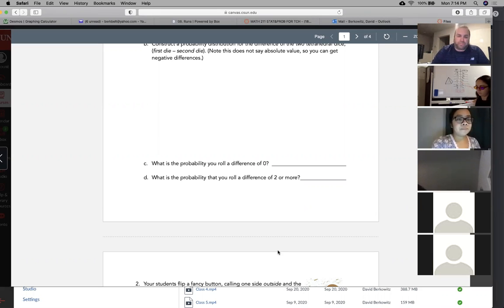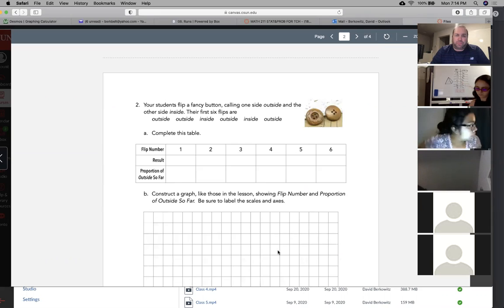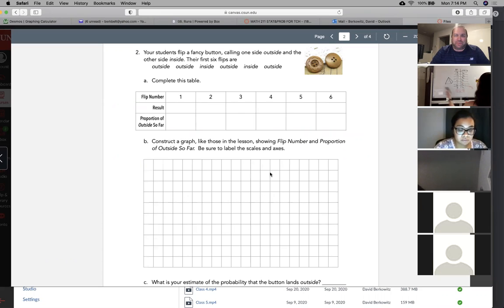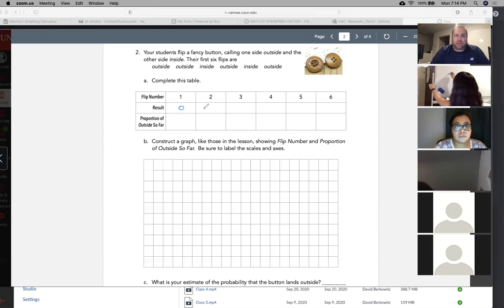Yep. Okay. Question 2: this is exactly like one of the homeworks, exactly like the quiz. Your students flip a fancy button, calling one side outside and the other side inside. The first 6 flips are given there. So we want to do the results. The results are outside, outside, inside, outside, inside, outside.